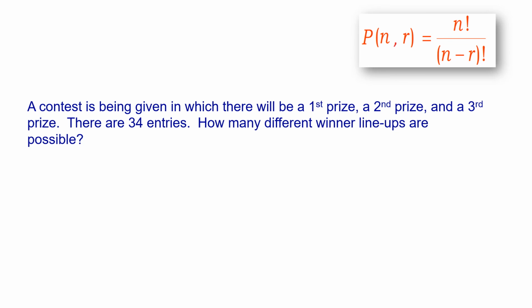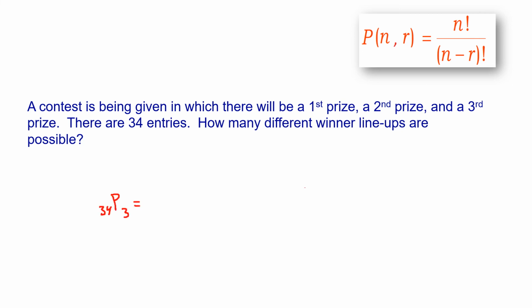So you can kind of see how it would be considered a permutation even though we're not physically arranging the objects. We'd be handing out prizes, but it could correlate to actually physically arranging these people. Okay, so how many different winner lineups are possible?